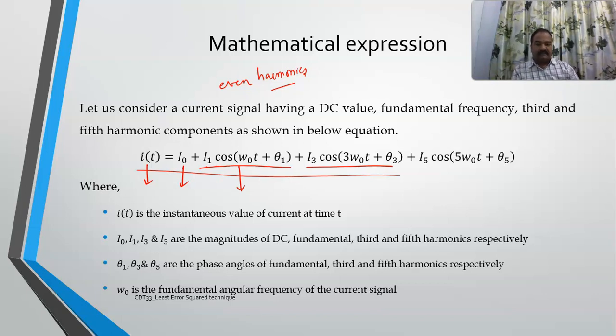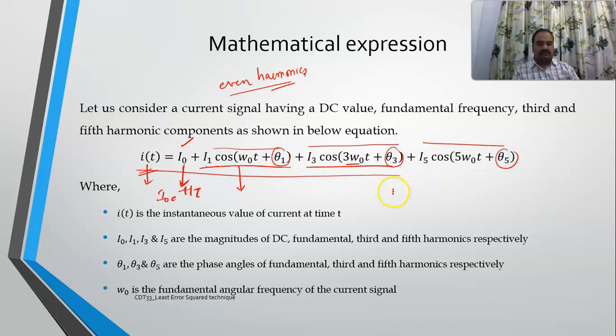Let us suppose I am considering a signal i of t, which has some DC component. Here at the UG level, I am only considering the basic DC component, but in practice you can use a decaying component also. I am assuming that there are no even harmonics present in my system. The higher order harmonics have been filtered out. So I have only a constant DC component, a fundamental component, a third harmonic component, and a fifth harmonic component. These indicate the frequencies, whereas these indicate the angles.